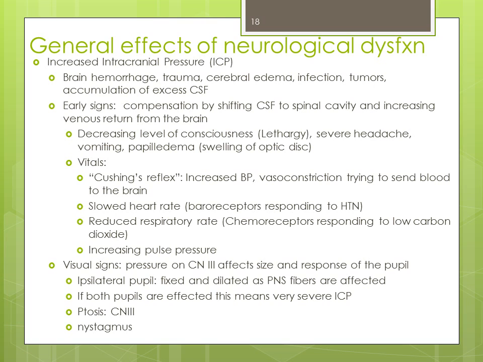And then visual signs, cranial nerve 3 is affected, and it's going to affect the size and the response of the pupil, as well as it helps to lift the eyelid. So they can get fixed and dilated pupils, either on one side or both. And on both sides, it usually means it's much more severe intracranial pressure increase. They can get ptosis again, so that lid lag. And then they can also get nystagmus. And I've got a couple of pictures of these visual signs that you'll see.